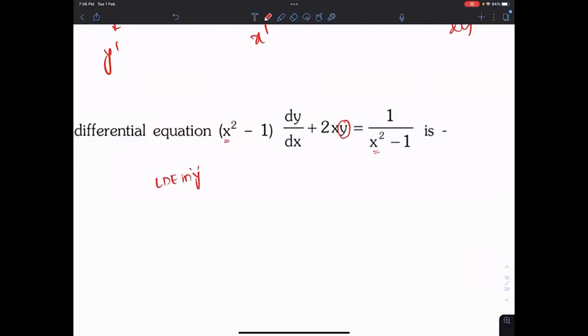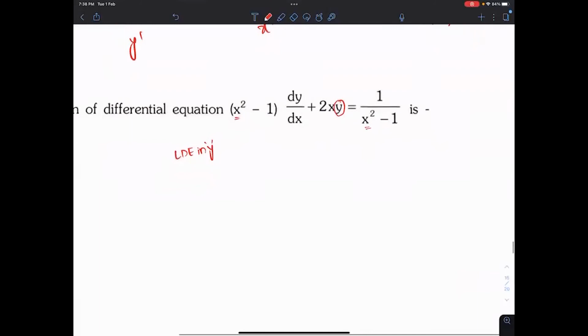Okay, so the important thing is identifying the LDE, the linear differential equation. After that, write it in standard form. What is the standard form? If it is an LDE, the standard form will look something like this: dy/dx + P(x) y = Q(x). You know how to solve from here.